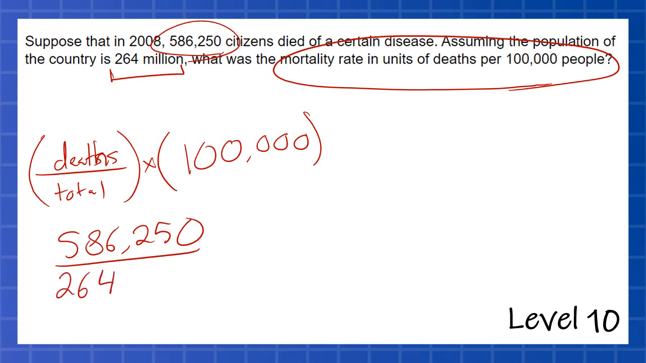Again, pay attention that we're writing in the same units. 264 million means I'm going to write 1, 2, 3, 1, 2, 3. So I've got 264 million written out. And then I'm going to multiply it by 100,000.